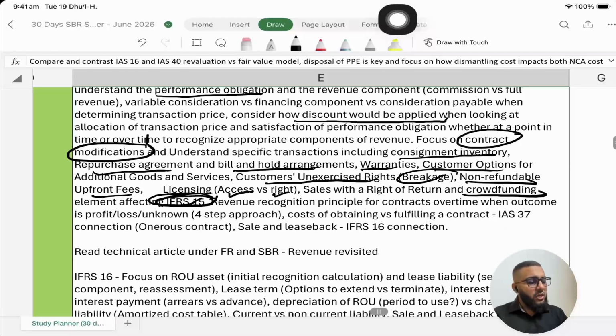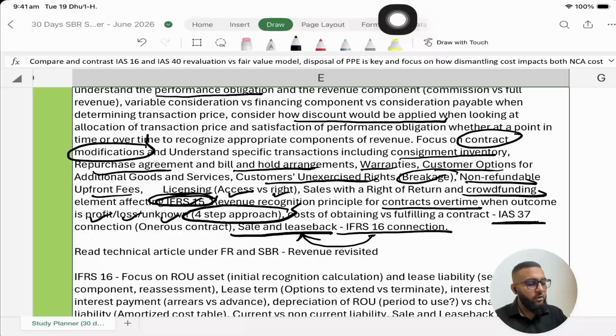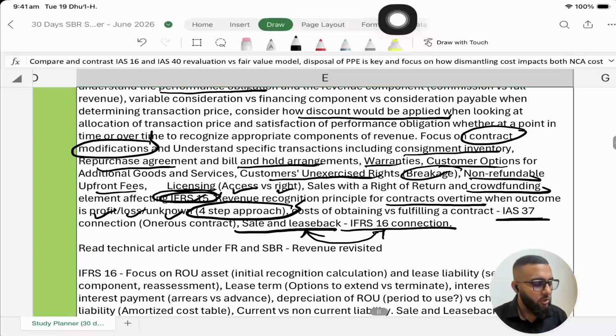Okay. Then you also have to master the areas of the revenue recognition principle when it comes to contracts over time, when the outcome is either profit, loss, or unknown. There's a four-step approach that we have looked at. Just go back and do a wider reading. And cost of obtaining versus fulfilling a contract, and how the connection is with IAS 37, right? If there's an onerous contract, how it affects IAS 37, and how you are going to determine the cost of obtaining the contract versus the cost of fulfilling the contract. And then finally, the sale and leaseback aspect of IFRS 15 that has a connection to IFRS 16. How are they connected, right? You will be required to know the revenue recognition principles and criteria to understand whether the sale actually happened or not, right? So knowing it is good.